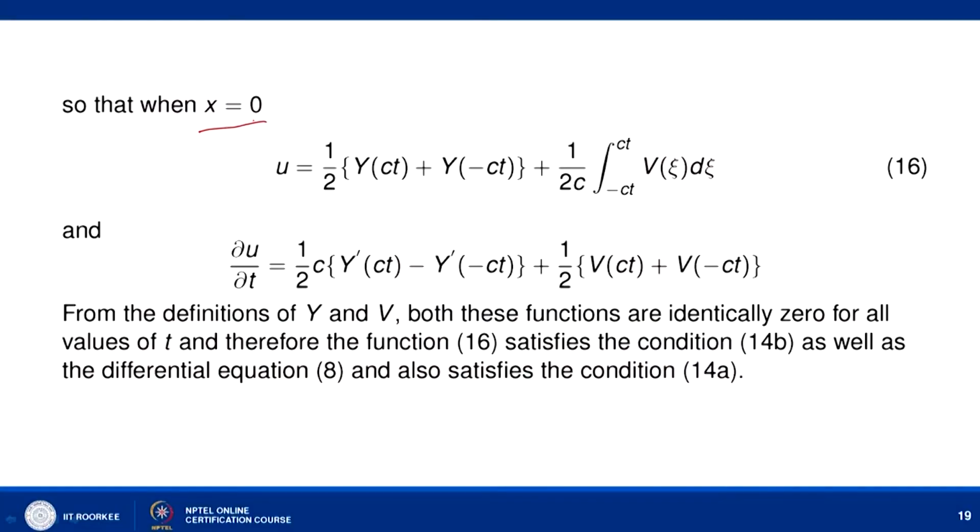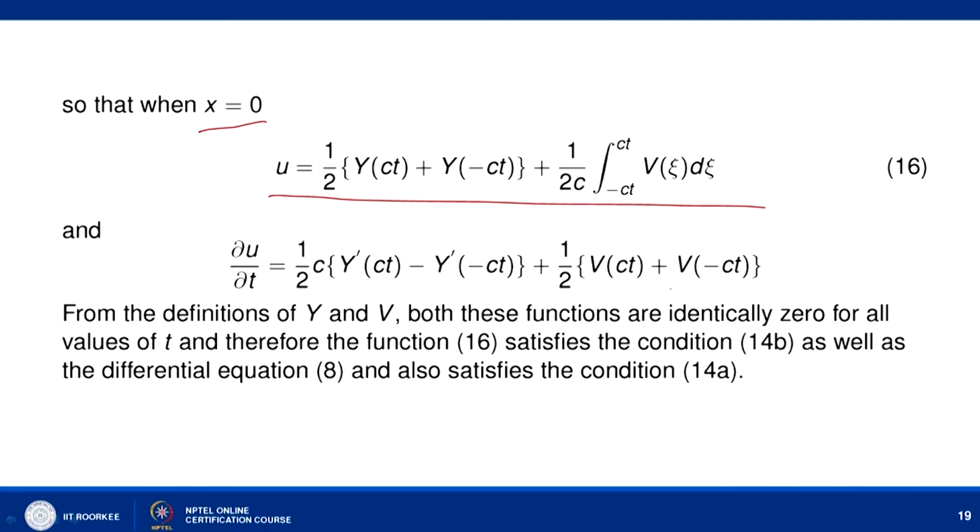So, we need to see whether it will satisfy all the initial and boundary conditions that we have to look at here. So, look at x equal to 0. At x equal to 0, your u(x,t) will be what? u(x,t) = 1/2 [y(ct) + y(-ct)] + 1/(2c) ∫ from -ct to ct of v(ξ) dξ, and ∂u/∂t you can calculate as 1/2 c [y'(ct) - y'(-ct)] + 1/2 [v(ct) + v(-ct)].